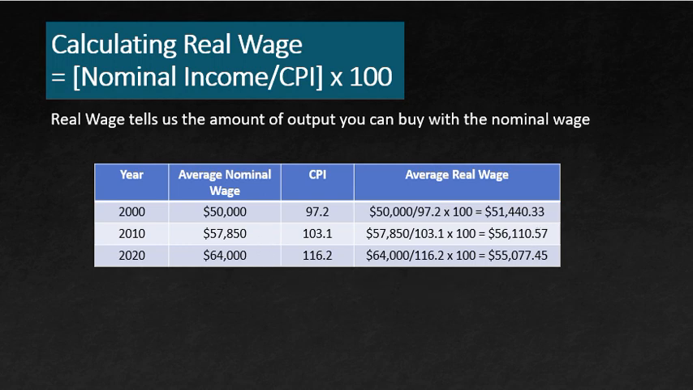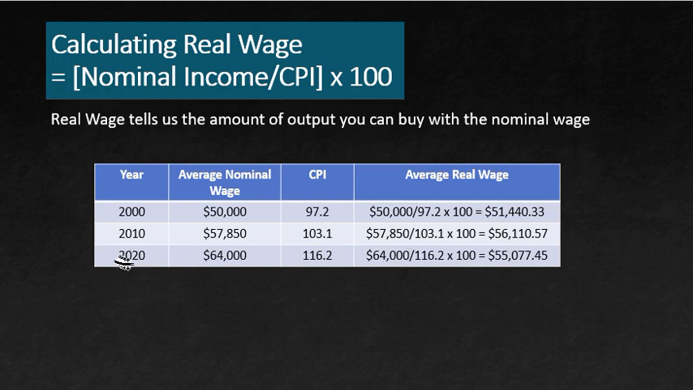If we go to 2010 and our wage went up to 57,850, that sounds great. We're making $7,850 more. But the CPI increased as well. So we take the 57,850, divide by the CPI, and our average real wage went to $56,110. So the real wage actually went up.